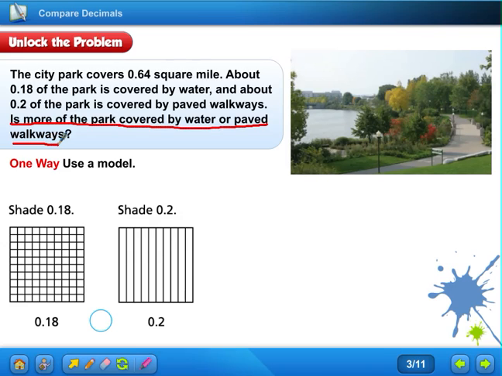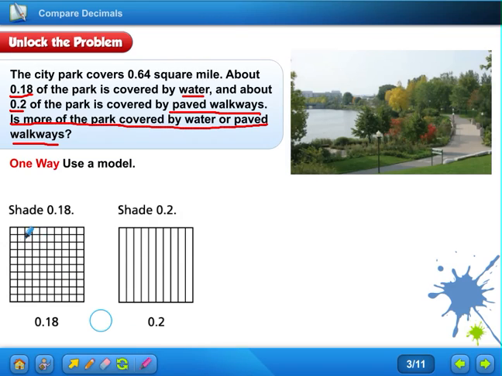So let's find out the information I need. The city park covers 64 hundredths square miles. Do I need that information? Let's see what it's asking. We want to know, is the park covered more by water or paved walkways? So is that going to be part of my problem? The information I need? No. 18 hundredths of the park is covered by water. That's definitely going to be something I need. And 2/10 of the park is covered by paved walkways. Definitely something I'm going to need.